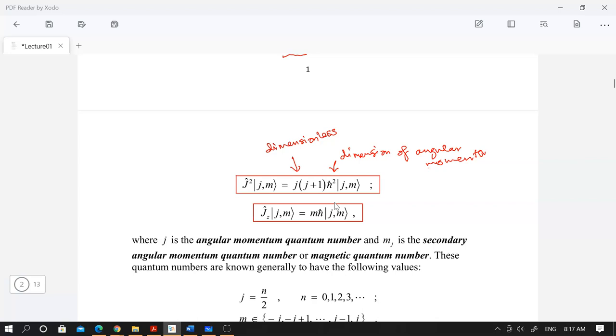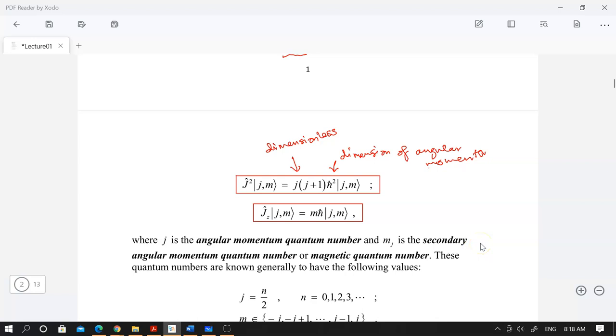Again, this is the dimensional angular momentum here, and this will be dimensionless. Okay. So your J is sometimes called an angular momentum quantum number, and your m_j is sometimes called the secondary angular momentum quantum number or the magnetic quantum number. Why it's called magnetic, you'll see later on when we talk about interactions of your angular momenta with the magnetic field.